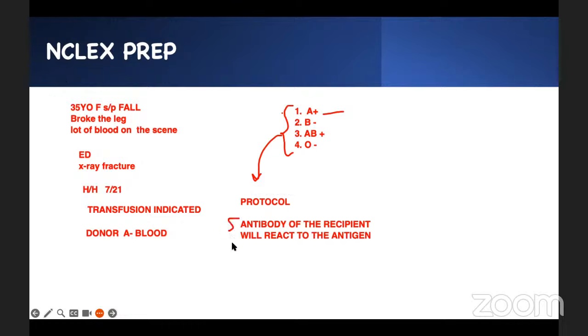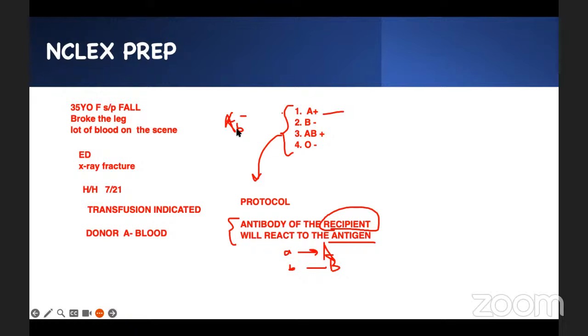The antibody of the recipient, if I'm getting the blood, my antibody will react with the antigen. That means my antibody, which is little a, should make sure it does not match with the big A. Little b should not match with B. That's all. So which of those patients will be able to get blood from A negative patient? Remember, A negative patient has B antibody, right?